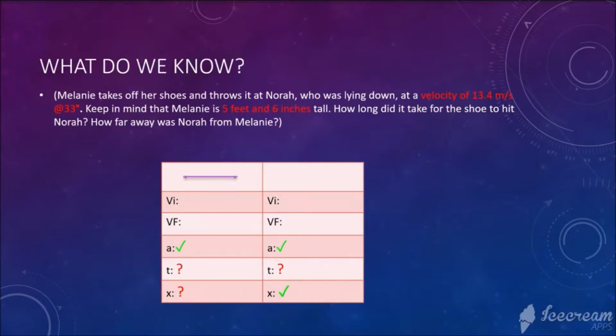So I made a chart for the vertical and horizontal components, and this can help us figure out what we know and what we need to know. We already know the vertical displacement of Melanie's height, which is 5 feet and 6 inches. We can also infer that the vertical acceleration is negative 9.8 meters per second squared, because it's a free fall problem. And the acceleration for the horizontal component is 0.